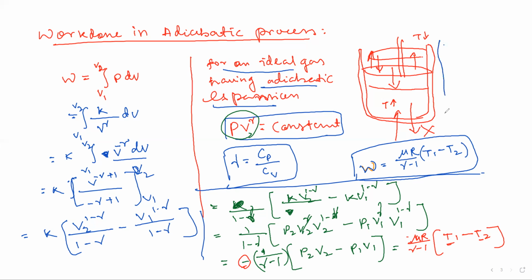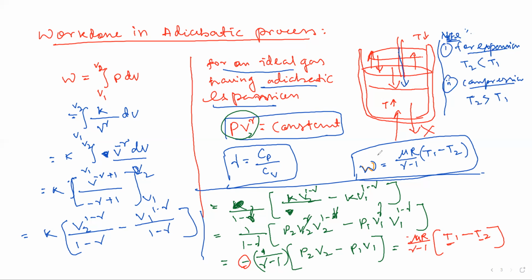So you can write one note or conclusion: for expansion, T2 is less than T1, and for compression, T2 is greater than T1. Expansion means work done by the gas. Compression means work done on the gas. That means you will compress, and the piston will go down.